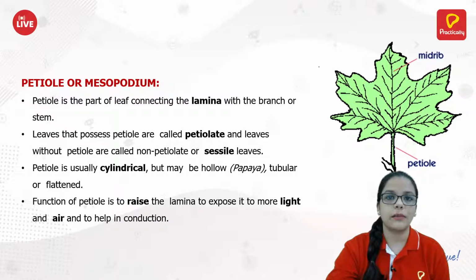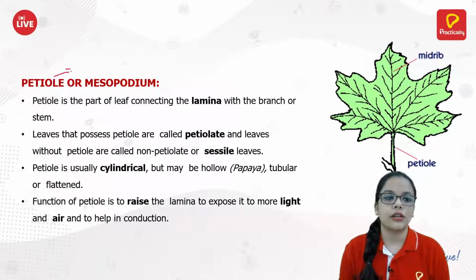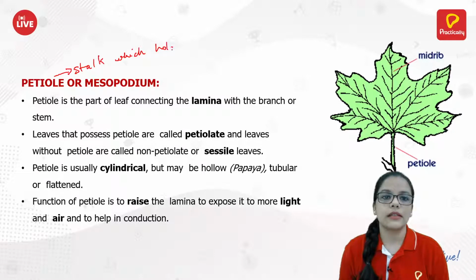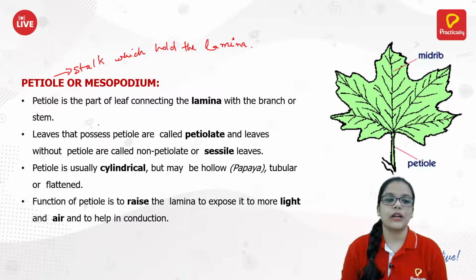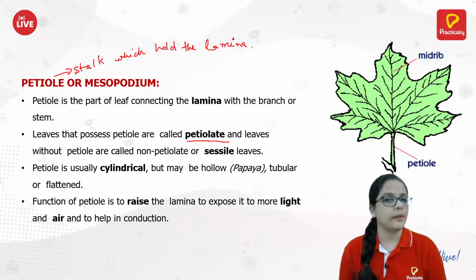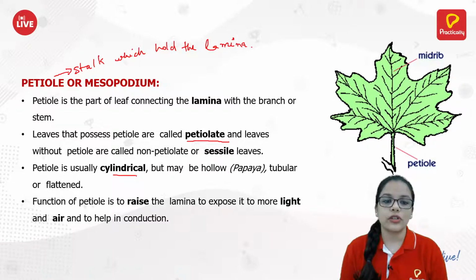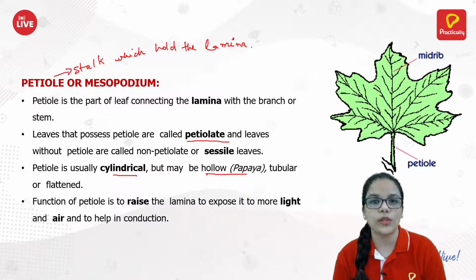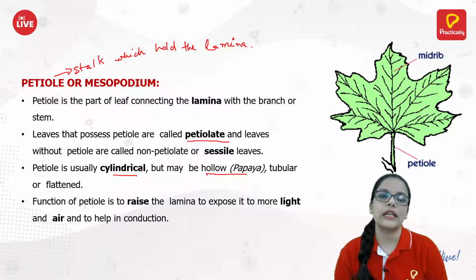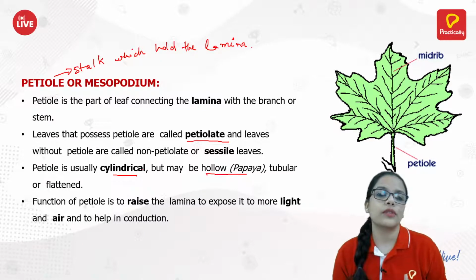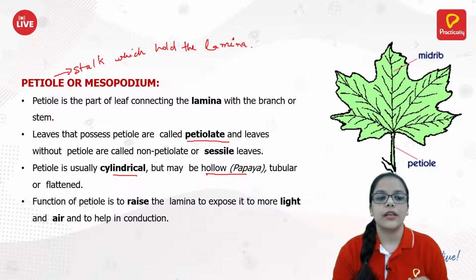Petiole is the stalk, basically the stalk which holds the lamina to the branch or the stem. Okay, and leaves that possess petiole are petiolate leaves. Most of them have petioles. They are usually cylindrical but may be hollow, as in papaya, tubular. Here also, like how it was in the base, it can be hollow, swollen, or flattened, depending on the different kinds of trees.